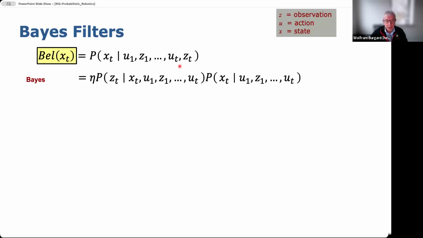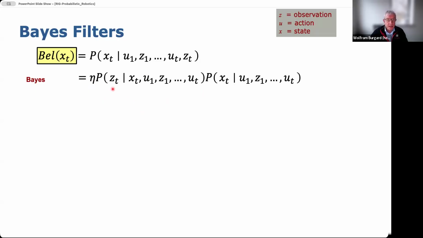So u1 to ut is nothing else but background knowledge. Our prior would be P of zt given xt and the background knowledge, times P of xt given the background knowledge. And in the front, we have the normalizer, which would be P of zt given the background knowledge. But as it turns out, that doesn't contain xt anymore, so it's a constant for every xt, which is why we denote it just by an eta over here.